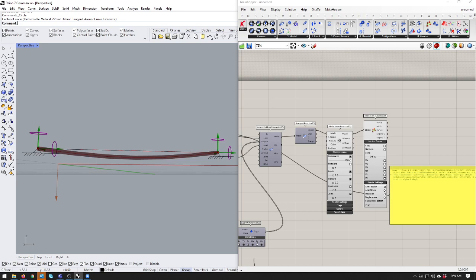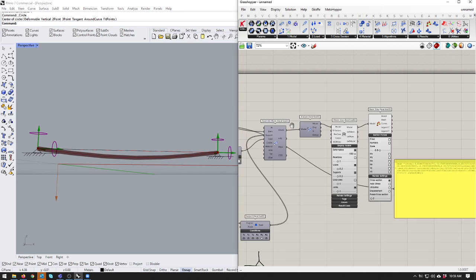Oh yeah, okay. Are you talking about those blood streams coming out of your panels? Yeah. Okay, I'll explain what that is. So this has nothing to do with Karamba.